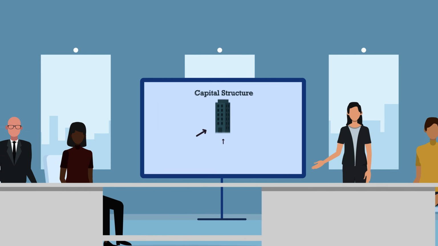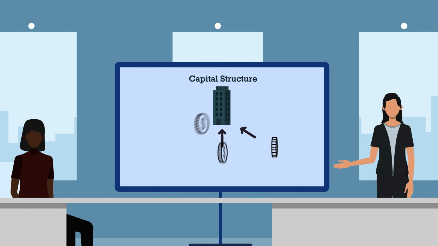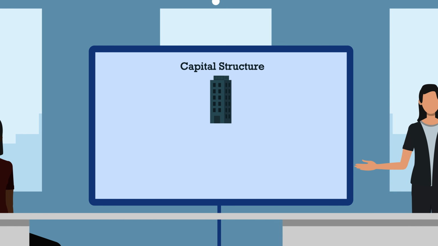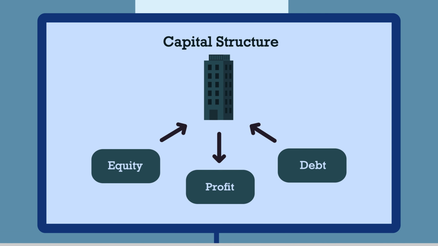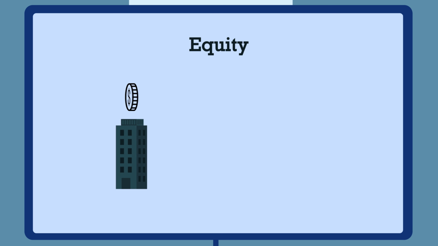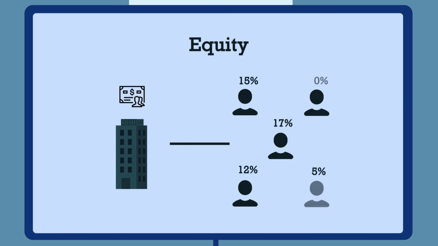Capital structure refers to how a business funds its operations. And there are really three ways, two that come from outside and one that comes from inside. So you can raise money for a business by selling shares of stock, selling ownership percentages in the company.